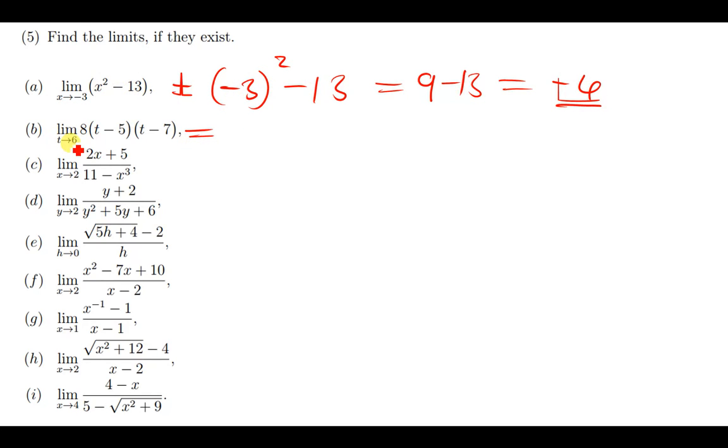So the limit of 8 t minus 5 in brackets and t minus 7 in brackets.